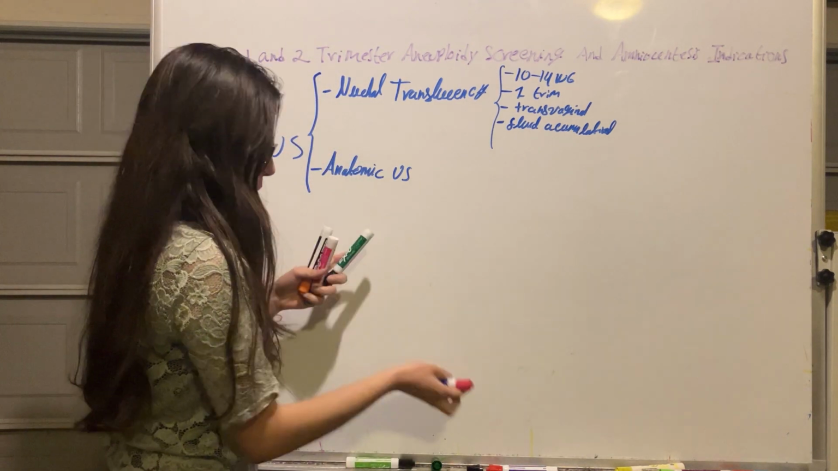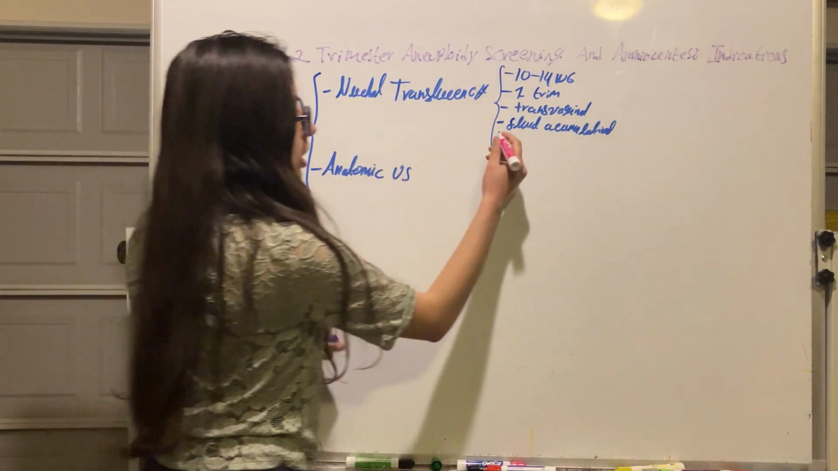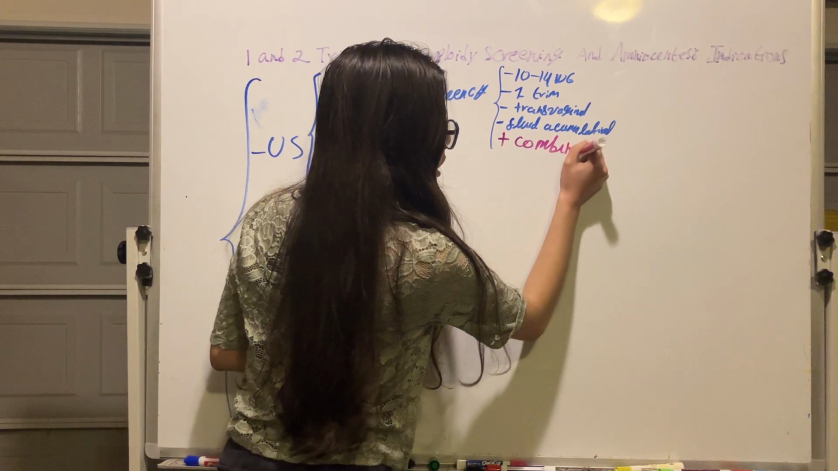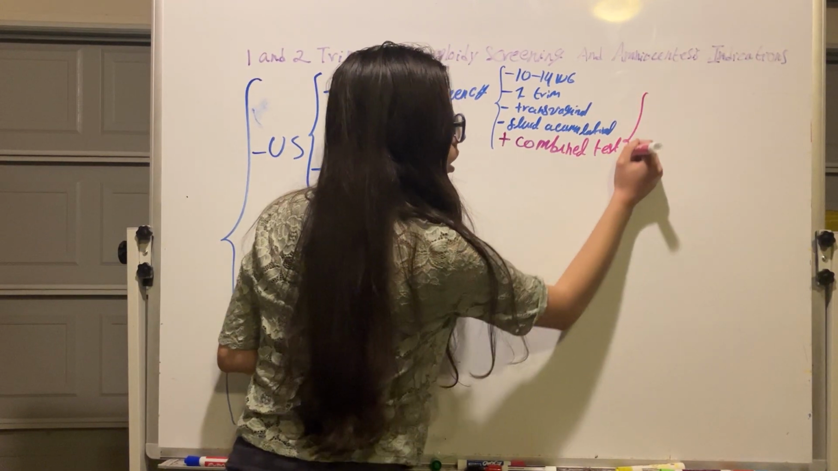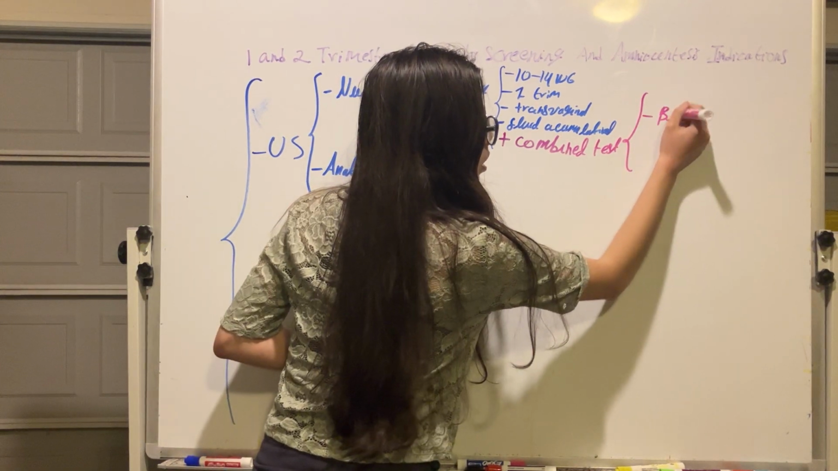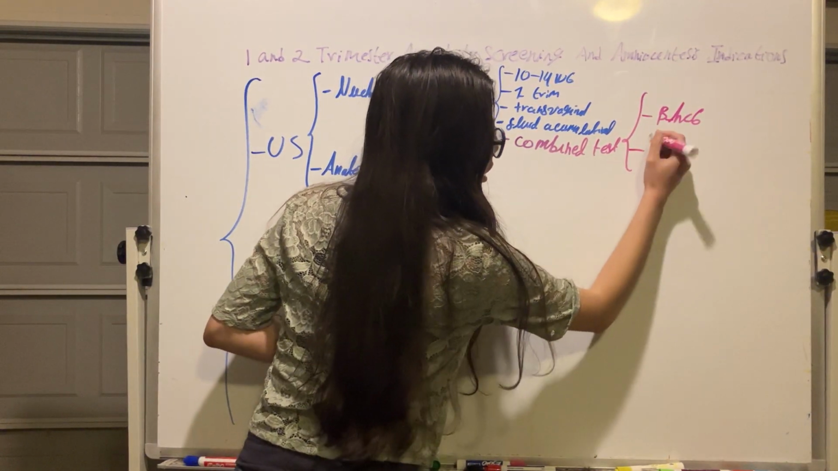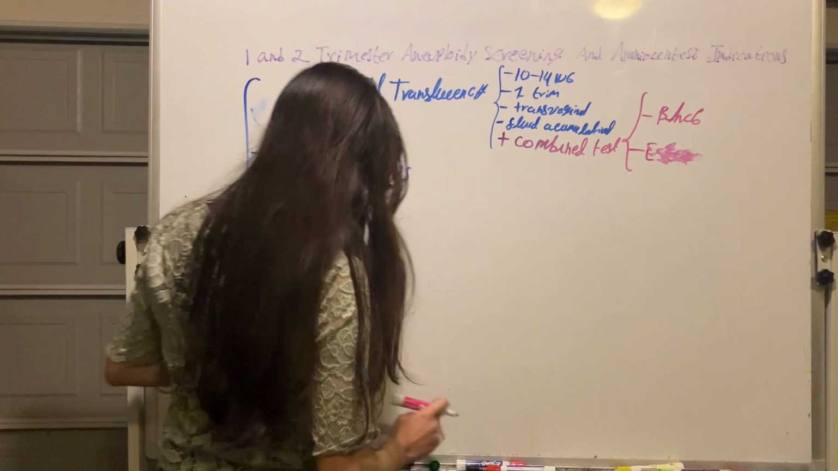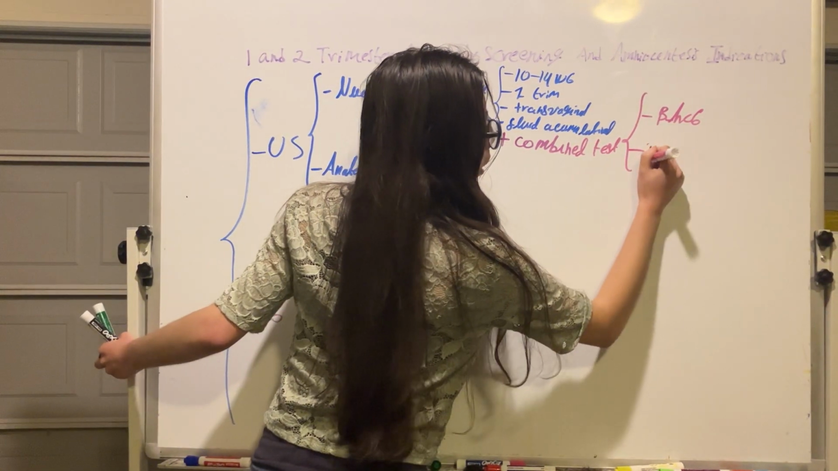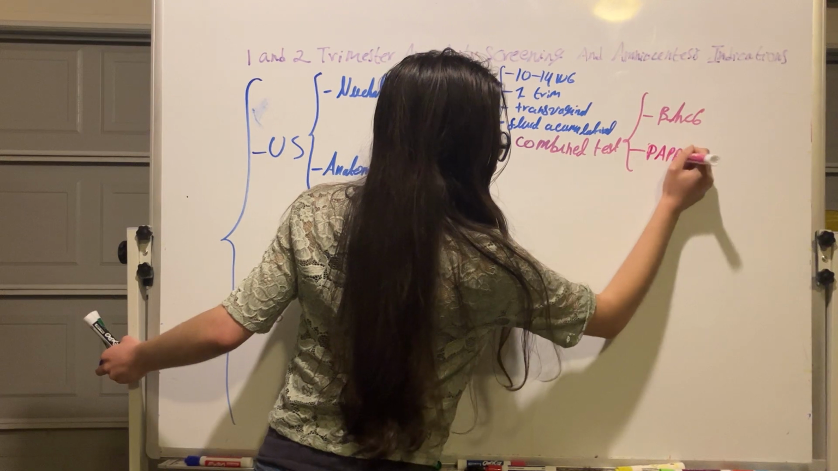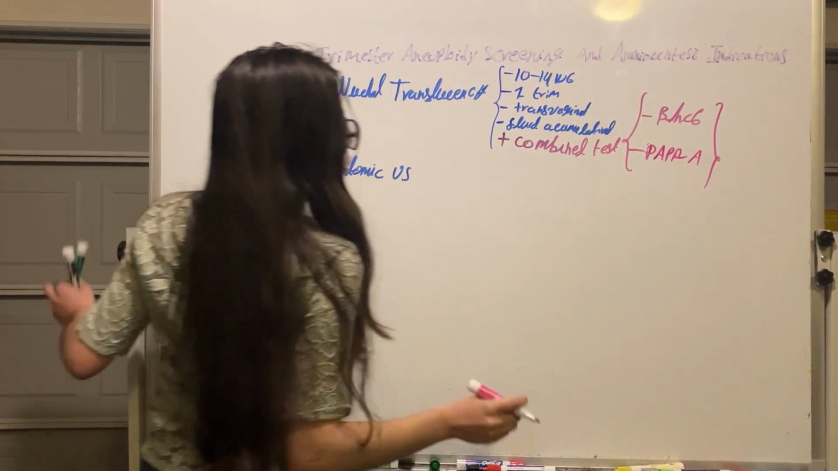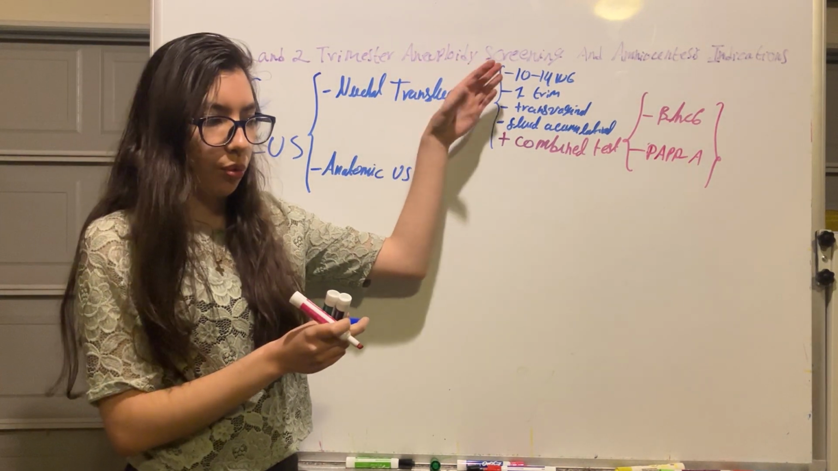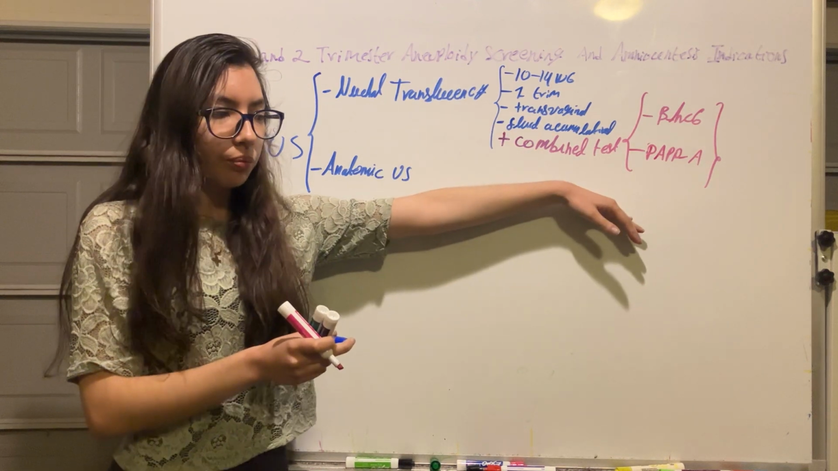Then we can combine the nuchal translucency with beta HCG and unconjugated pregnancy associated plasma protein A. So we can evaluate for aneuploidy only using nuchal translucency, which can give us some clue for aneuploidy.